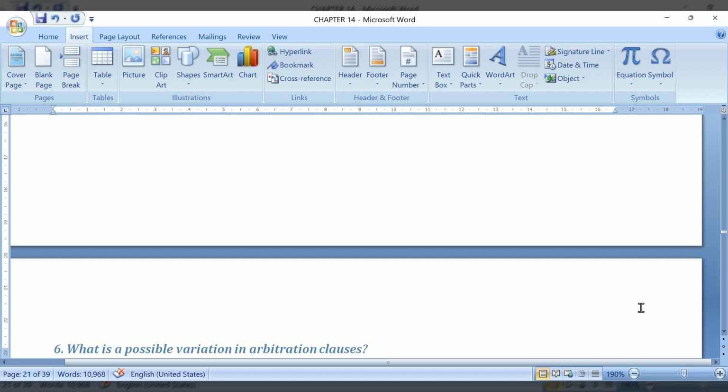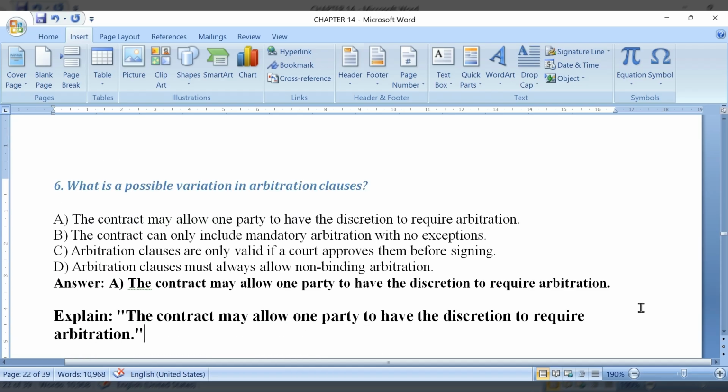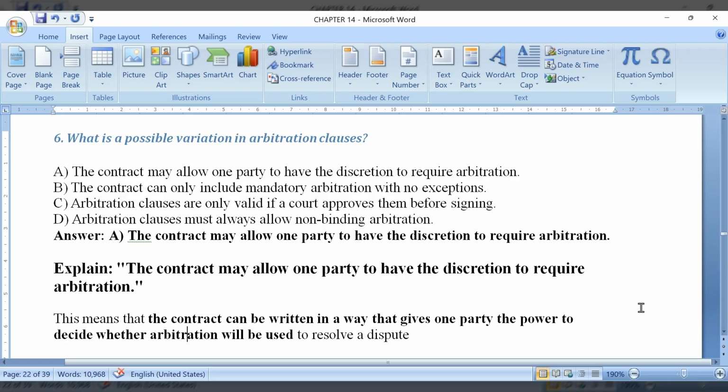6. What is a possible variation in arbitration clauses? A. The contract may allow one party to have the discretion to require arbitration. B. The contract can only include mandatory arbitration with no exceptions. C. Arbitration clauses are only valid if a court approves them before signing. D. Arbitration clauses must always allow non-binding arbitration.